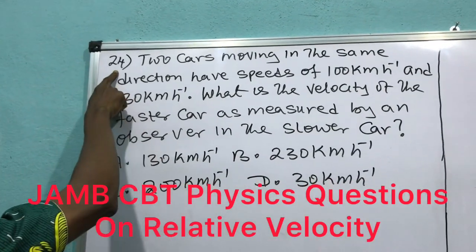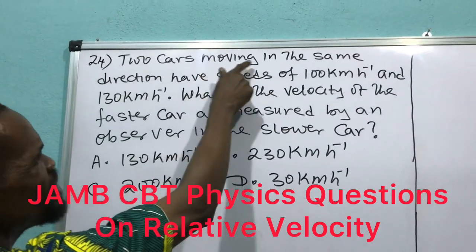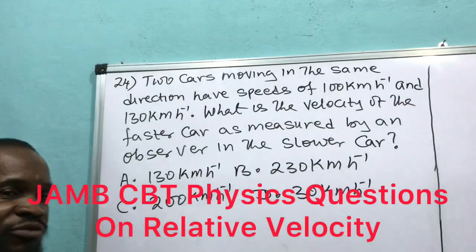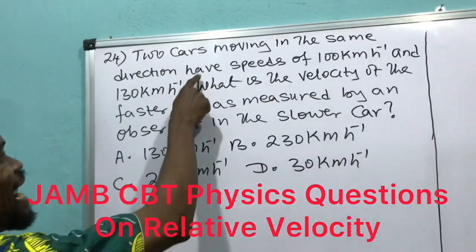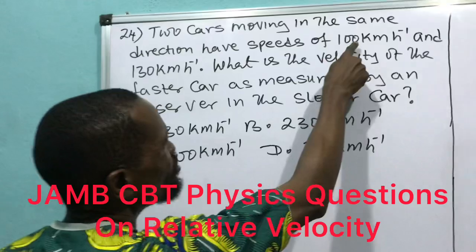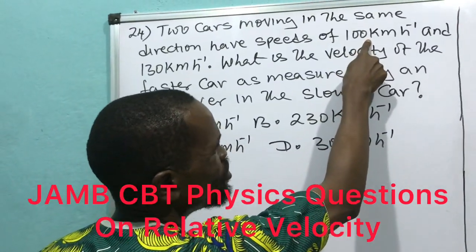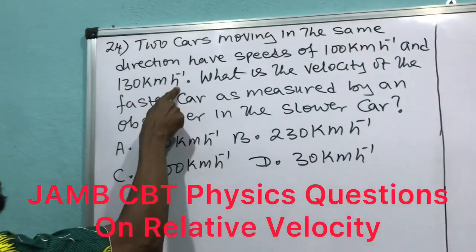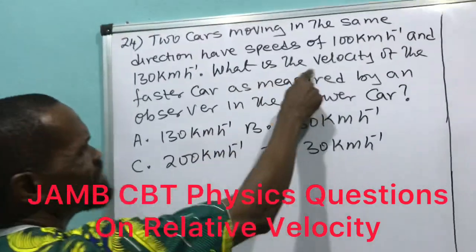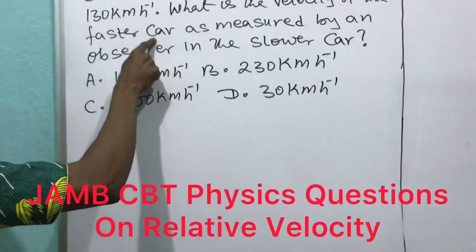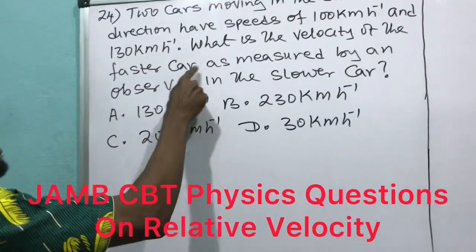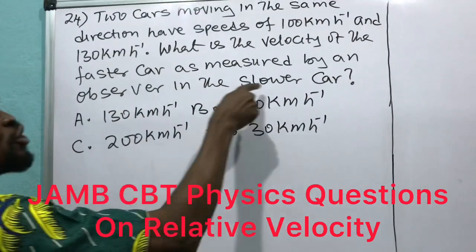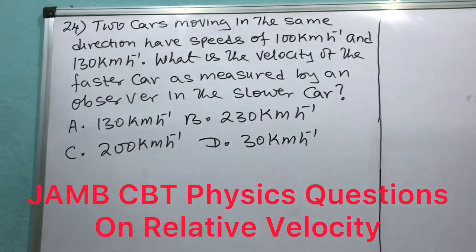Question number 24 said two cars moving in the same direction have speeds of 100 kilometers per hour and 130 kilometers per hour. What is the velocity of the fastest car as measured by an observer in the slower car? Look at the options given to us.